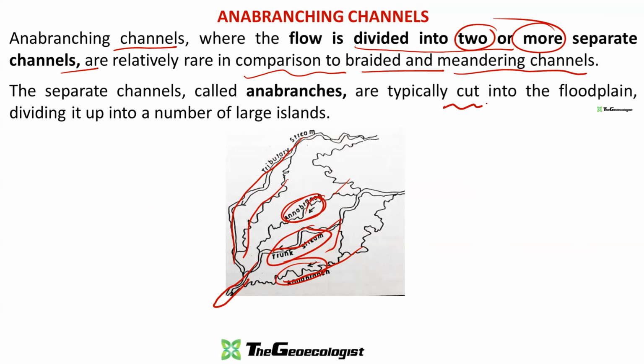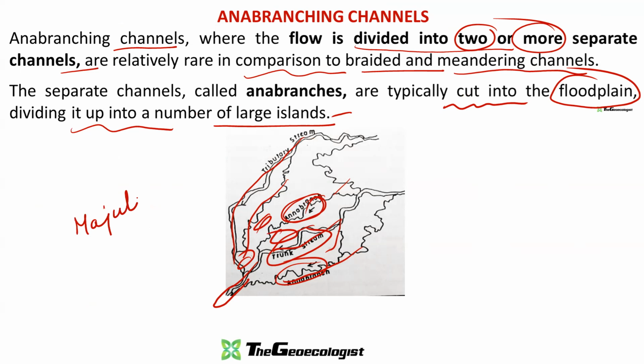So here typically the floodplain is divided into large islands. In between, you will see a lot of riverine islands. And the famous island, Majuli, is there in the Brahmaputra. You know this. So you have many anabranches available there. So this is the concept that we need to understand.